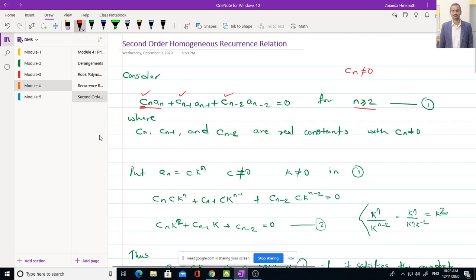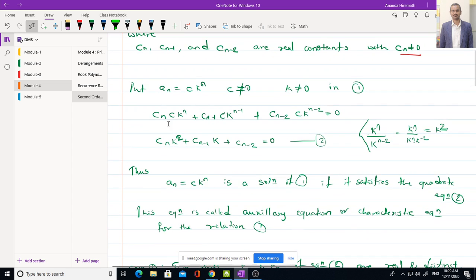Now this is the equation which is related to the quadratic equation. You may remember it as ax square plus bx plus c is equal to 0. Why do we call it a quadratic equation? Because the highest degree of x is 2. Now if I put a equal to 0 in this equation, then this term is going to be 0, so we will be left with bx plus c equal to 0, and it is not a quadratic equation. That is why here Cn cannot be equal to 0. That's why I have this condition. If Cn is equal to 0, then it will not be a second order homogeneous recurrence relation.